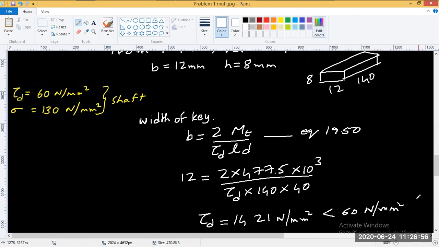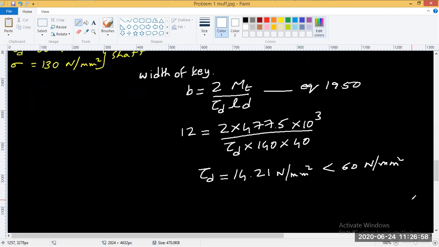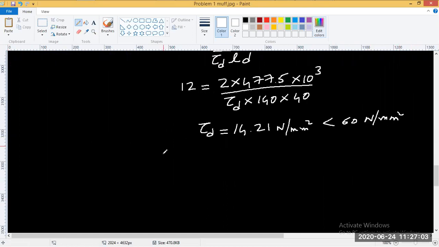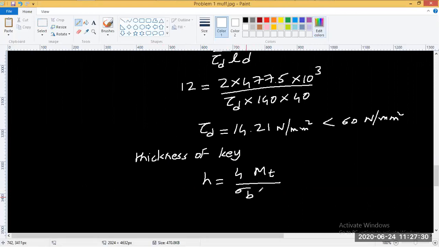But let's not conclude yet. Let's find for the thickness of key formula. Use the thickness of key formula and find out whether it is coming under the crushing stress. So this is just to find another parameter, that is whether it is failing under the crushing loads or something like that. So thickness of key divided by sigma b, that is crushing, L d.